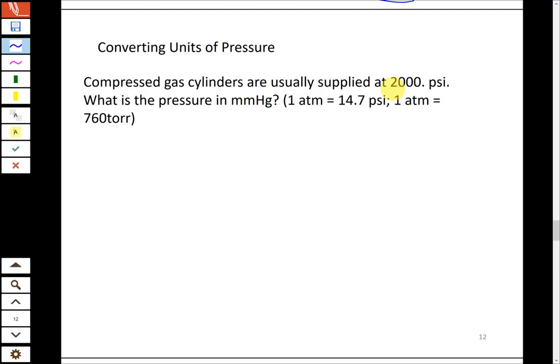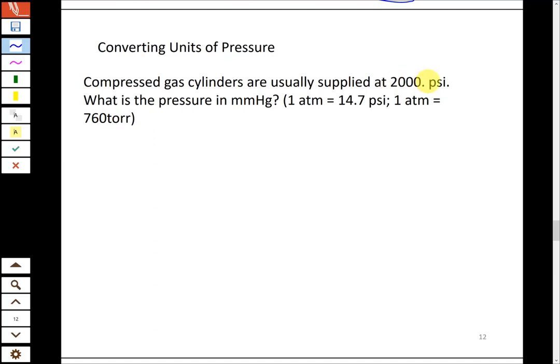So psi is another pressure unit based on the English system, which means it's functionally useless in the context of chemistry, but it is out there a lot if you're in the engineering world especially. So 2,000 psi is pounds per square inch. That's what psi refers to. So again, it's a force divided by an area. But that's the unit that we use a lot in the United States, especially for things that are supplied commercially.